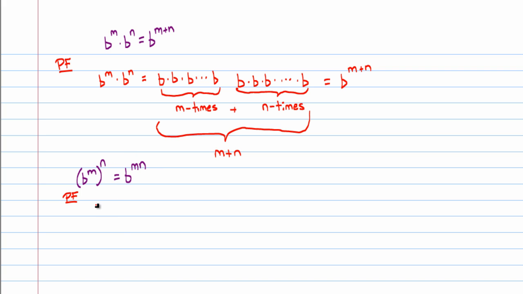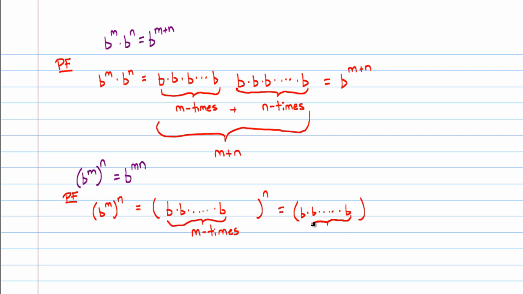Here's the proof. b to the m raised to the n. Well, let's see. Inside that parenthesis, you have b multiplying by itself m times. But this nth power means that we have n groups of that. In other words, we have this b times b dot dot dot times b, and that's m times.